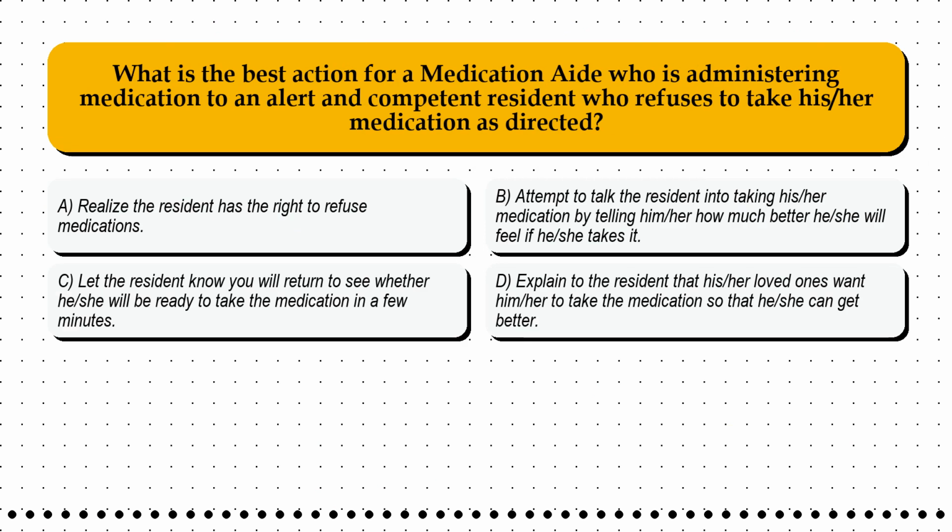Question 211. What is the best action for a medication aide who is administering medication to an alert and competent resident who refuses to take his/her medication as directed? Option A. Realize the resident has the right to refuse medications. Option B. Attempt to talk the resident into taking his/her medication by telling him/her how much better he/she will feel if he/she takes it. Option C. Let the resident know you will return to see whether he/she will be ready to take the medication in a few minutes. Option D. Explain to the resident that his/her loved ones want him/her to take the medication so that he/she can get better.